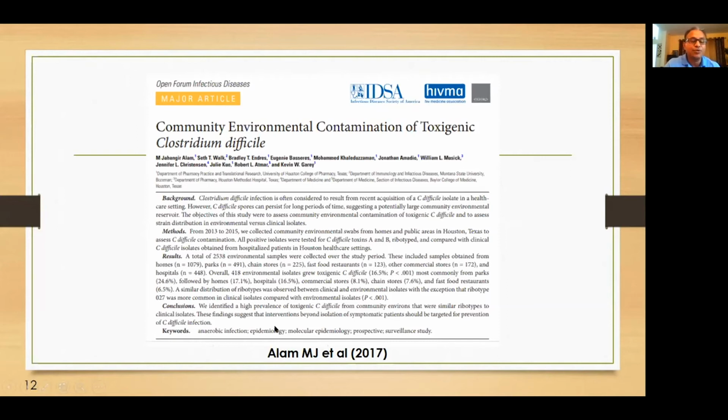And here also, we identified a high prevalence of toxigenic C. difficile from community environs that were similar ribotypes to clinical isolates. This finding suggests that intervention beyond isolation of symptomatic patients should be targeted for prevention of C. difficile infection.